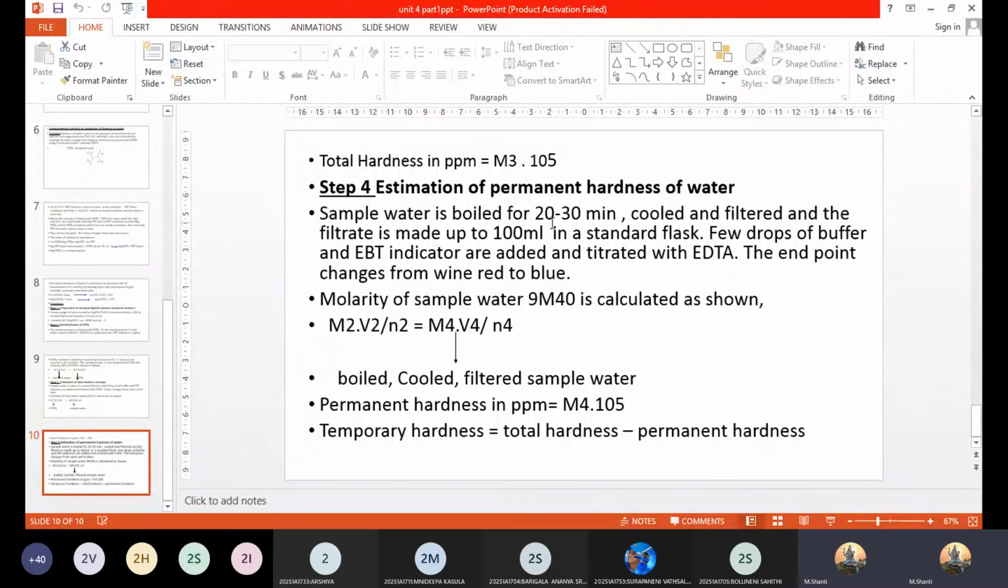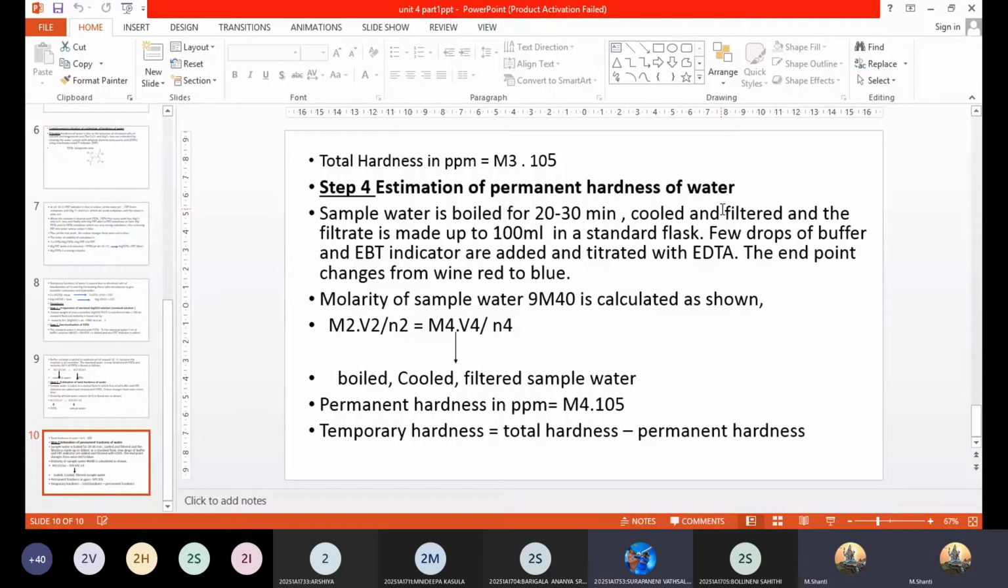Now after boiling, you have to cool this water sample, and filter it. What is the necessity of filtration here? Why are we filtering the solution? To separate the precipitate, ma'am.